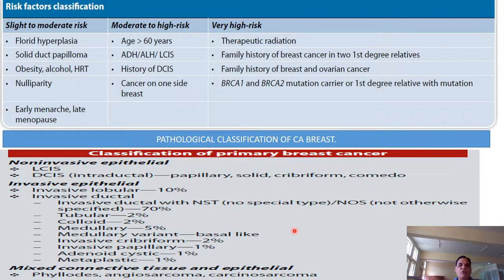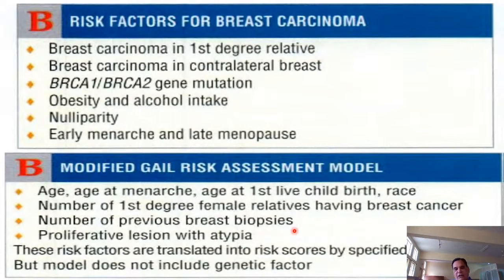Okay, so we have gone through the risk factor classification as well as the pathological classification. Now go into the clinical factors. In short, you can just remember this: risk factors, first degree relative, breast cancer in the contralateral breast. Here we are talking of a higher grade of malignancy. BRCA1-2 gene mutation, obesity, alcohol, nulliparity, early menarche. These are associated causes, but these are for a very bad purpose.